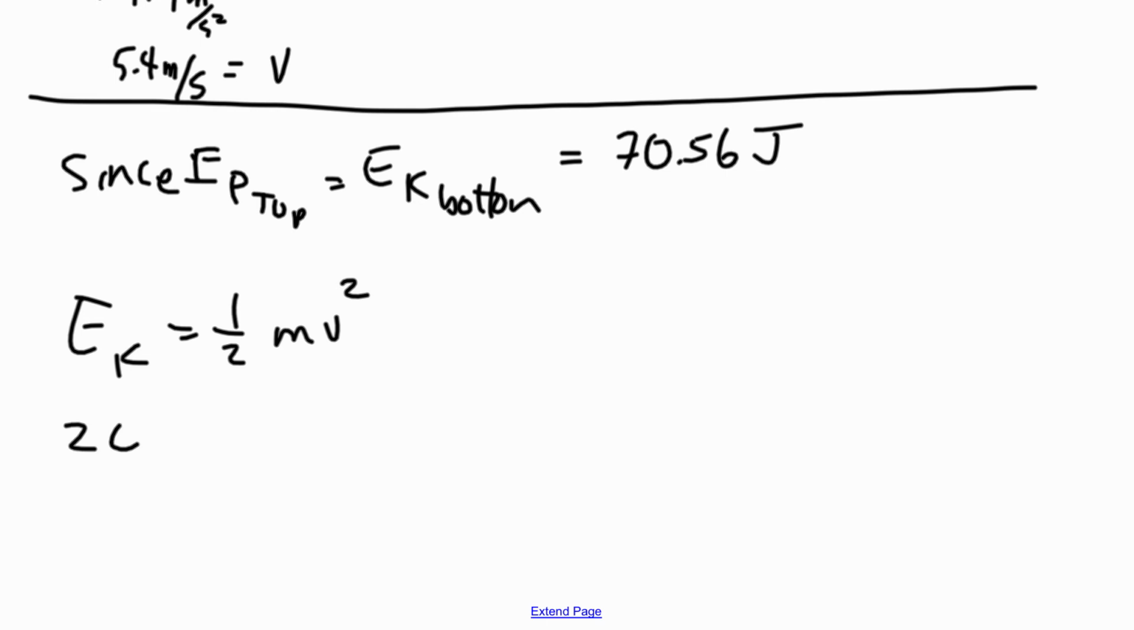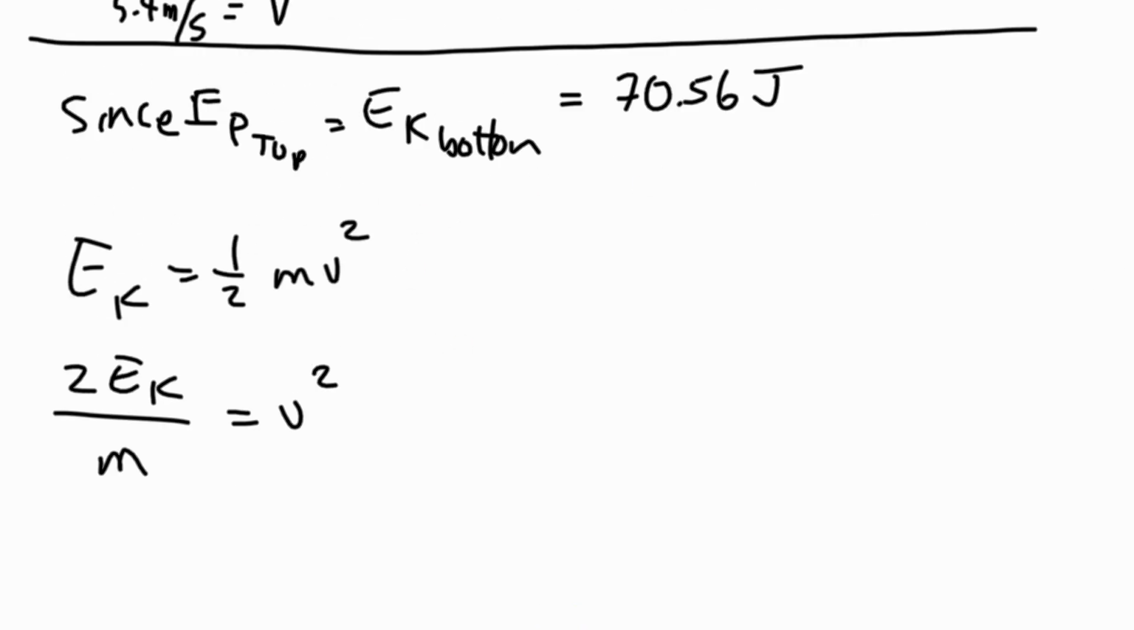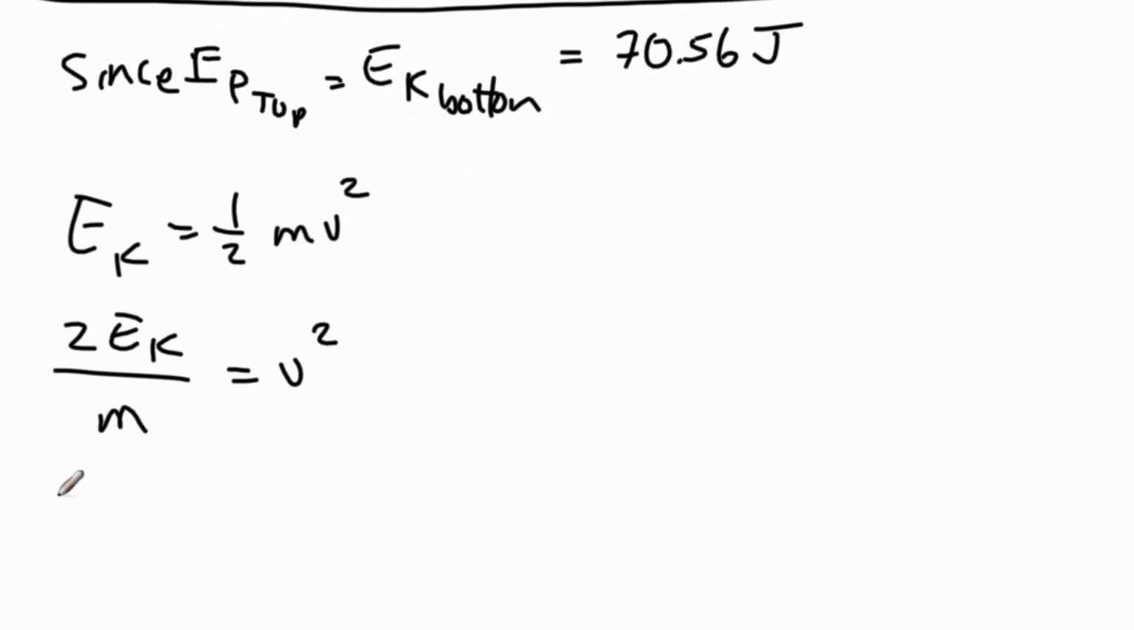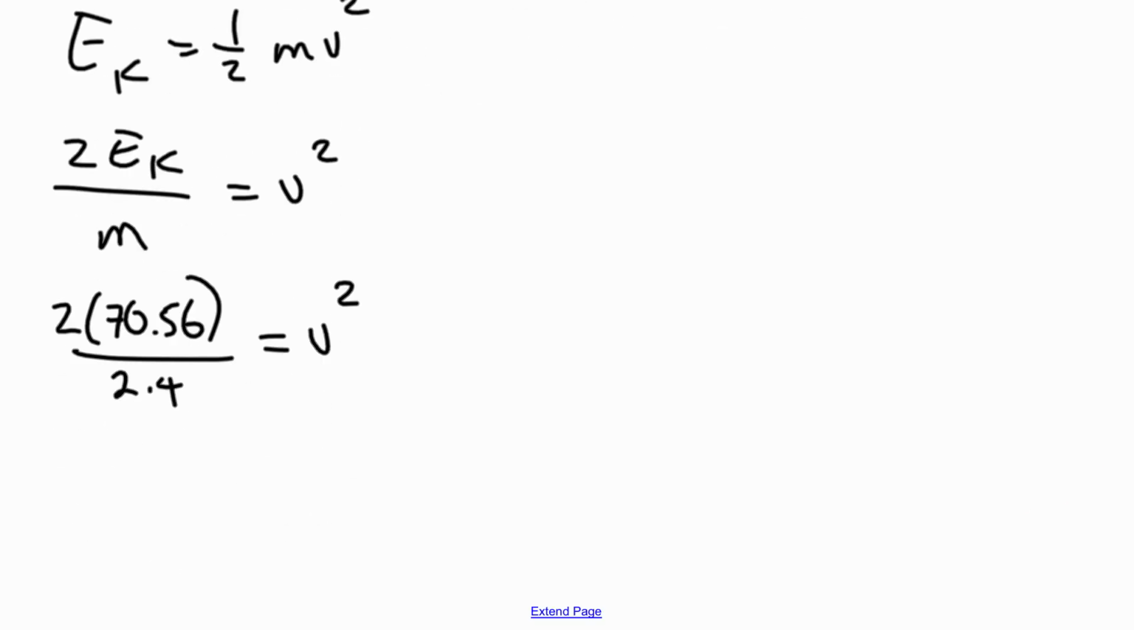So 2 times kinetic energy divided by the mass is equal to velocity squared. Okay, so the kinetic energy was 70.56. So 2 times 70.56 divided by the mass, which was 2.4, is equal to velocity squared. So now I'll do my calculator here. 2 times 70.56 divided by 2.4 equals 58.8, and then I need to take the square root of that.